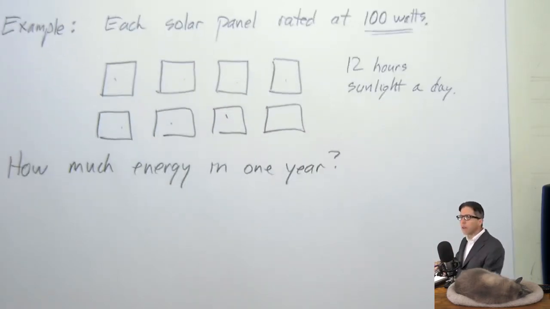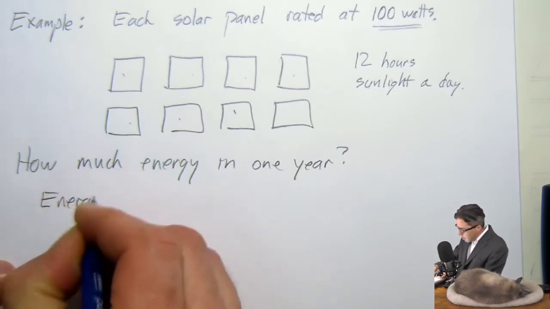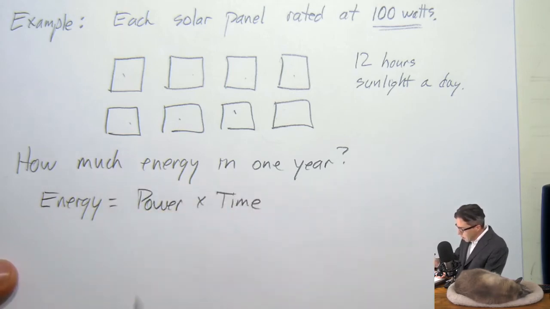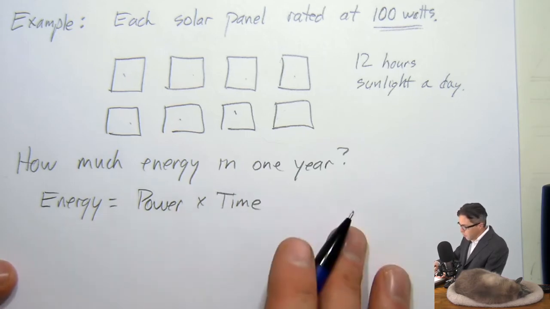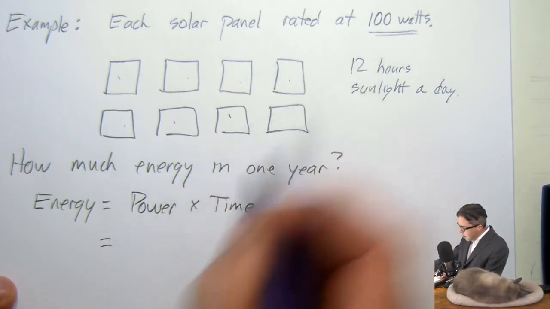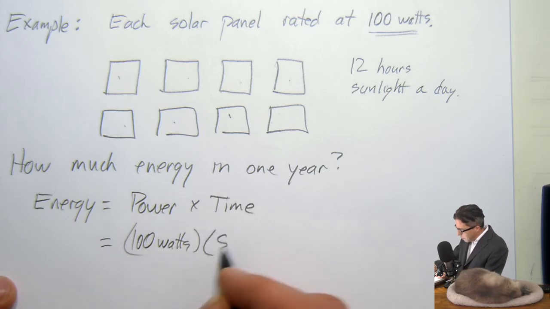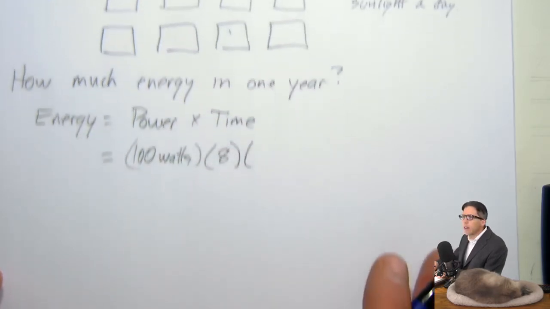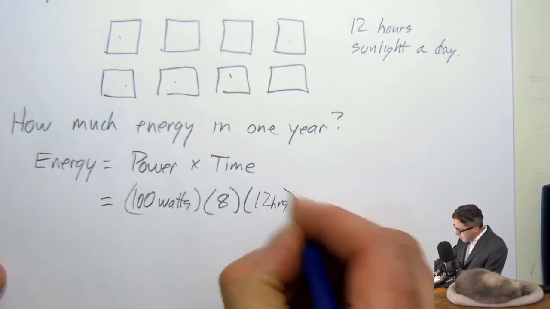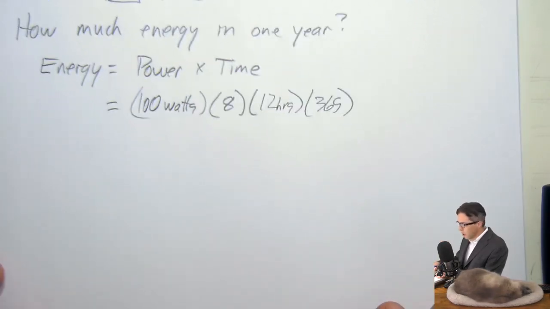So let's calculate energy, and we're going to use the same formula that we did before. Energy is power times time. We don't know this, this is what we're solving for. What's the power? Well, each one is 100 watts, but we've got 8 of them. And the time is 12 hours a day times 365 days a year. So this is going to be our calculation.